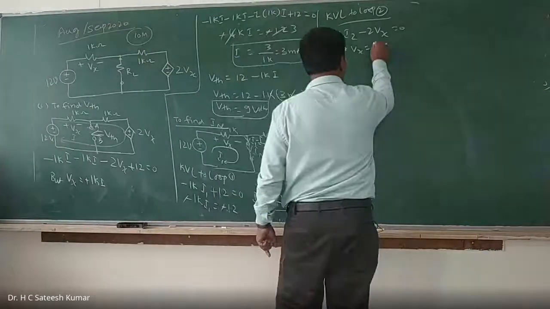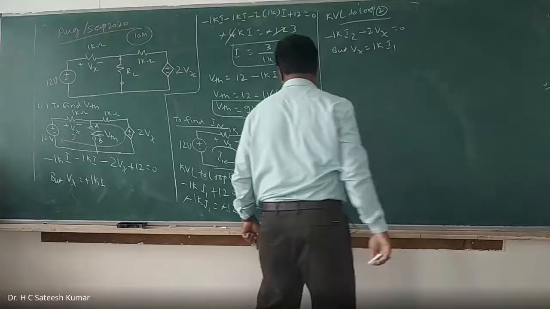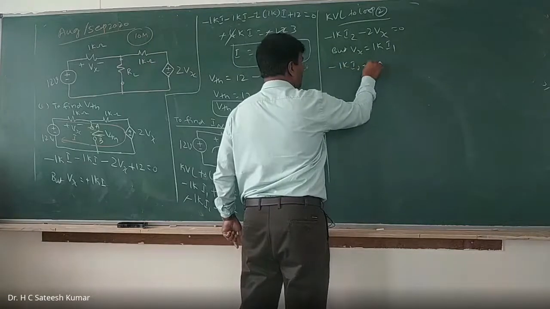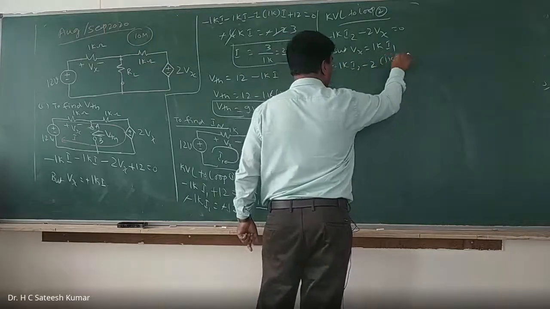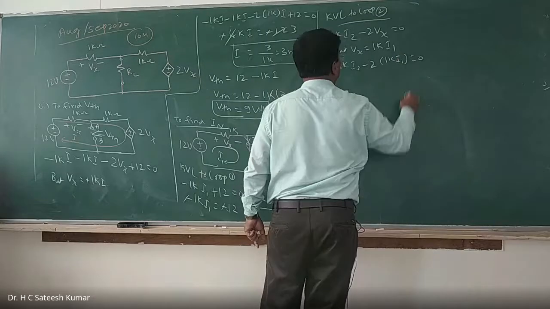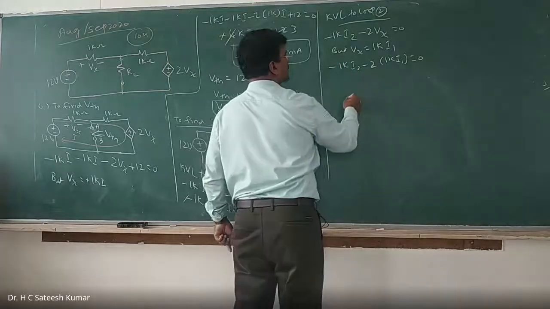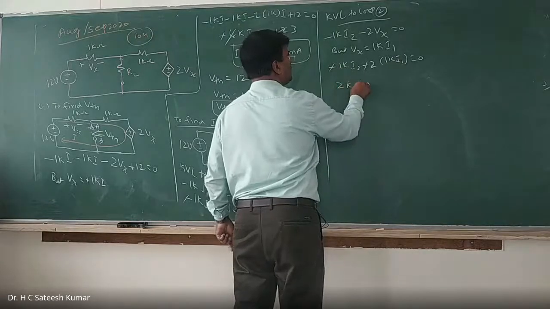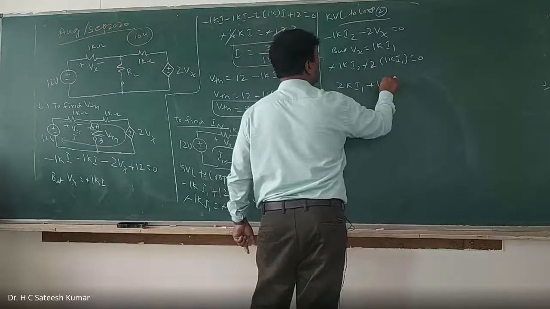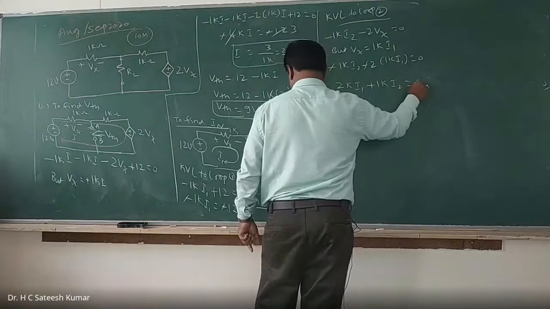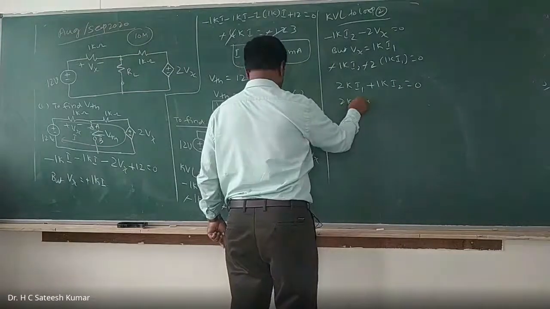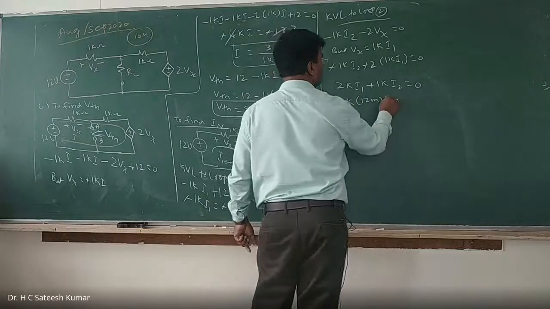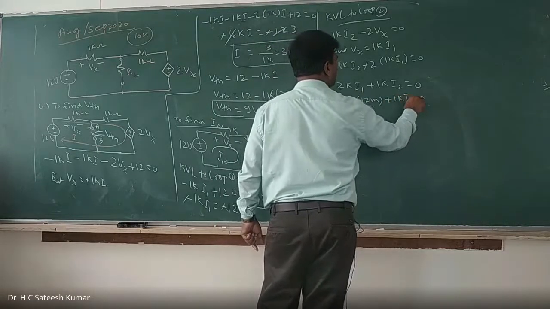1K into I1, you will get it. So therefore, substitute that: minus 1K into I2 minus 2 into 1K into I1 is equal to 0. So what will you get? Minus 2, okay, minus, divide throughout by minus. So 2K into I1 plus 1K into I2 is equal to 0. We know I1 now, substitute that: 2K into 12 milli plus 1K into I2 is equal to 0.